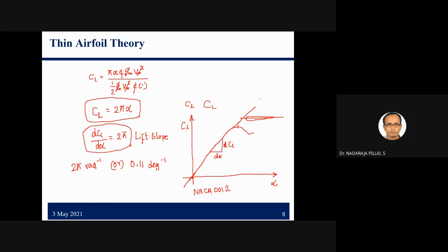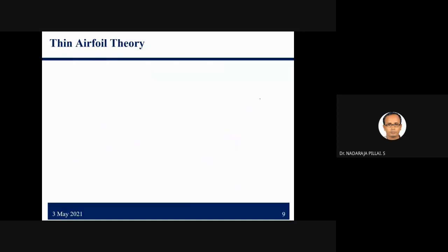So we had a conclusion that the Cl versus alpha curve, if you draw it, even by experimental calculation for a symmetrical airfoil, looks like this, and the slope maintains 2 pi. So now we will have a discussion on the moment, because the force and the moment coefficients are the important characteristics of any airfoil. So we need to calculate the moment now.